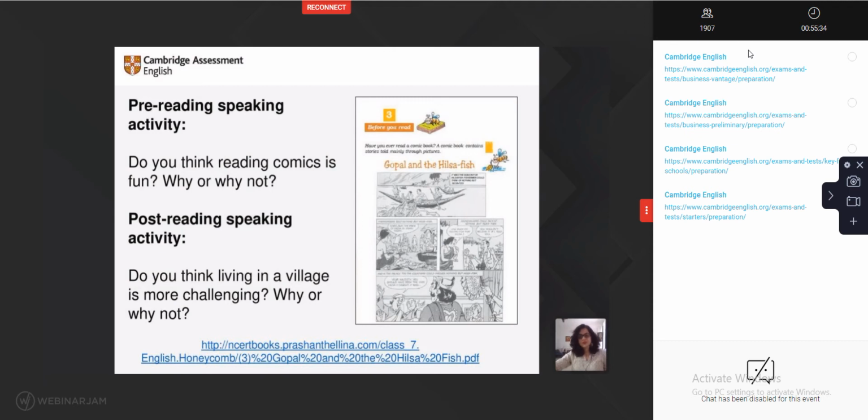So she can ask her students something like, do you think reading comics is fun? Why or why not? So she's doing two things here. A, she is giving them practice for the Cambridge English KET speaking task 2.